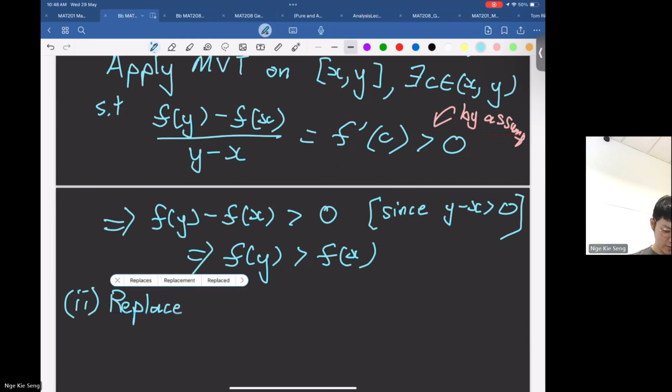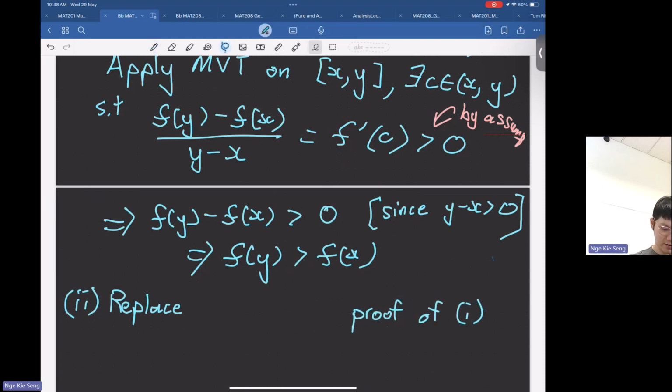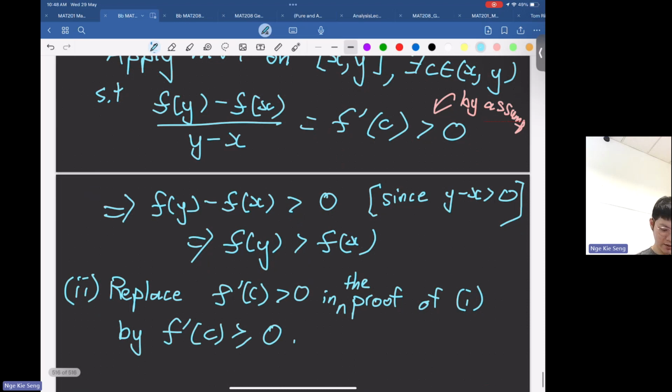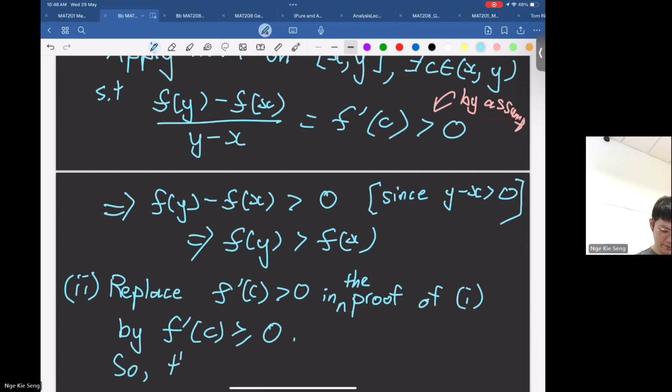Replace f prime c greater than 0 in the proof of 1 by f prime c greater or equal to 0. Okay, so that f y is greater or equal to f x.